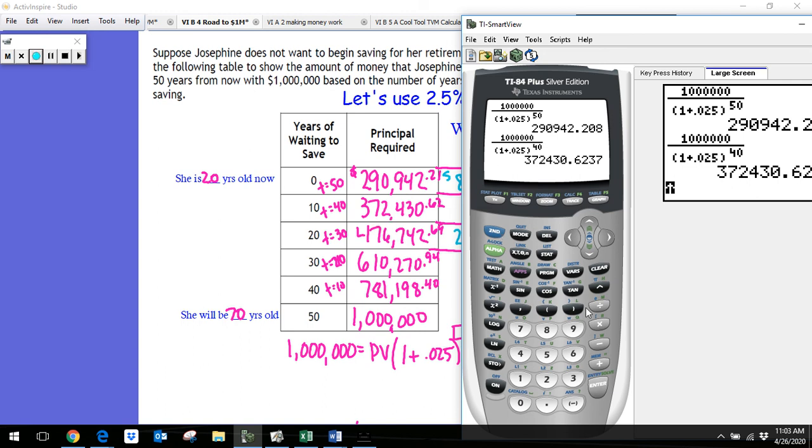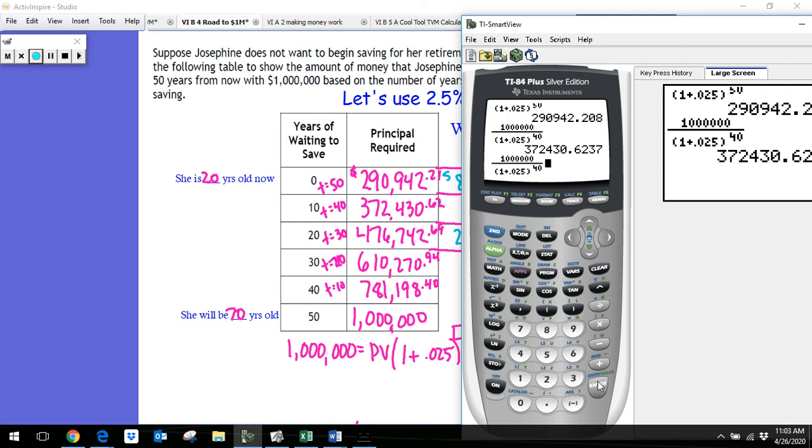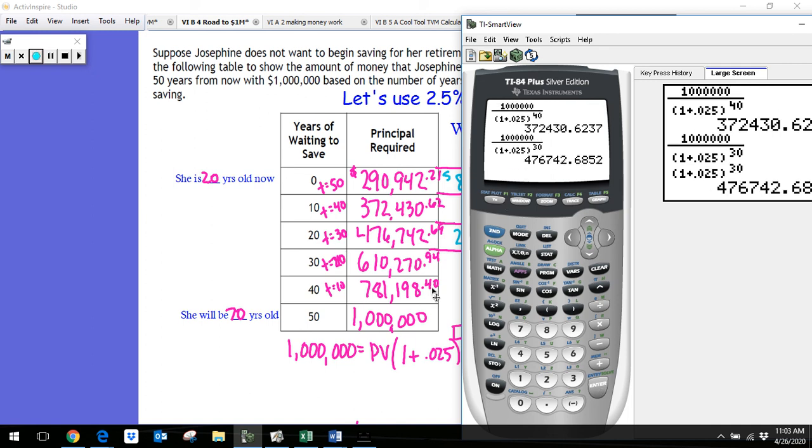If she waited till she was 40 years old, it would only have 30 years to grow. So what I'm putting in the calculator is matching this little pink number over here. If the money had 30 years to grow at 2.5% interest, she would have to put in $476,000. But I want you to think about something.